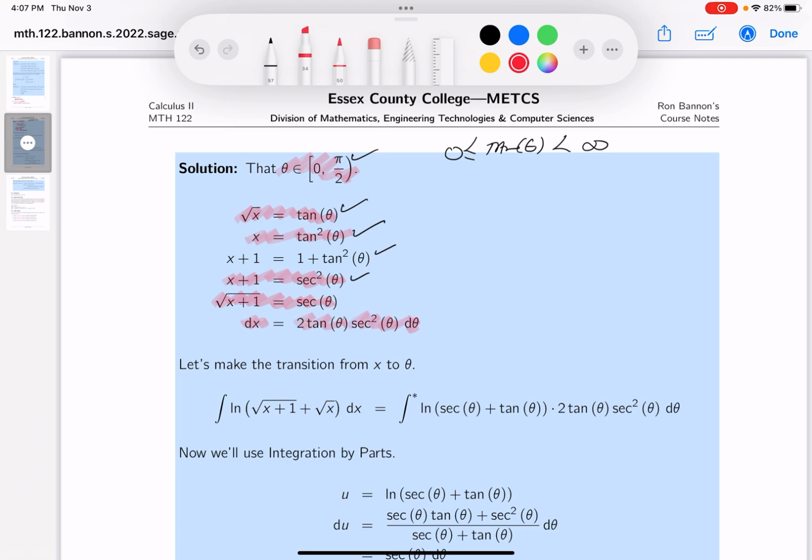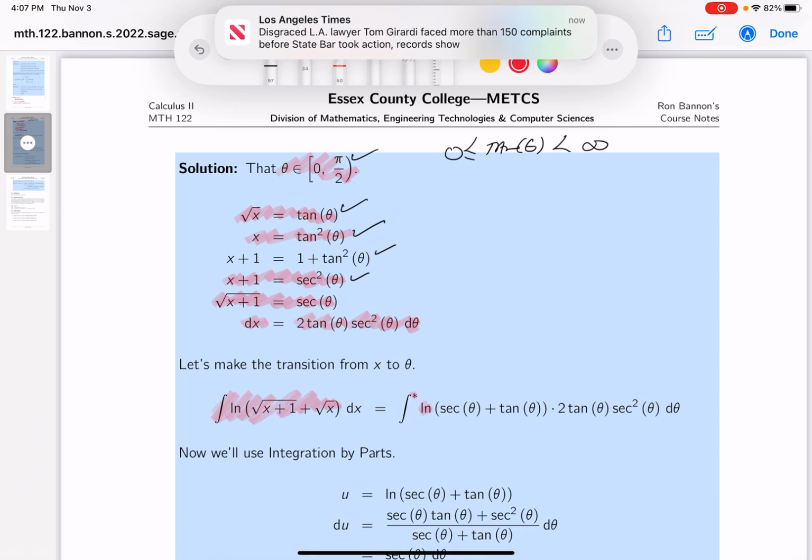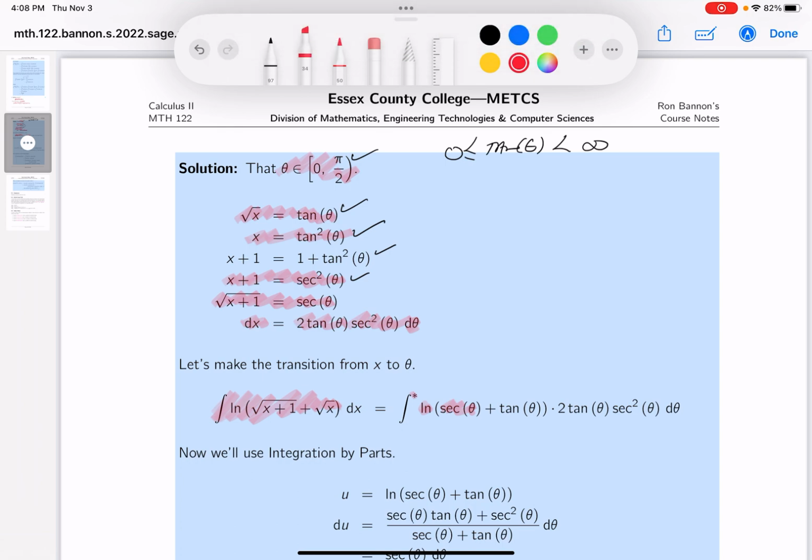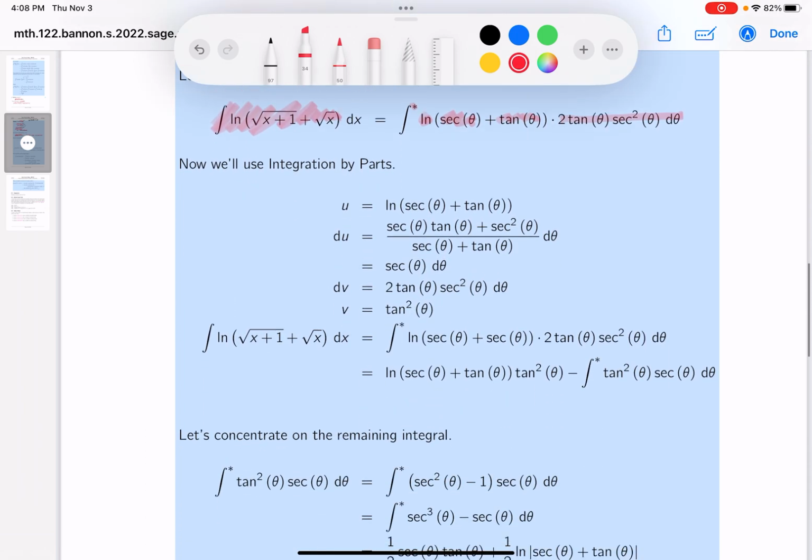I go back to my original integral, this one over here, and I make my substitution in there. So what do you get? Well, natural log, well, the root of x plus 1 is just secant theta, and then the root of x is tan theta. And the differential dx is this thing over here. Now, of course, comes the tough part, an integration by parts. All right? So what are we doing over here?